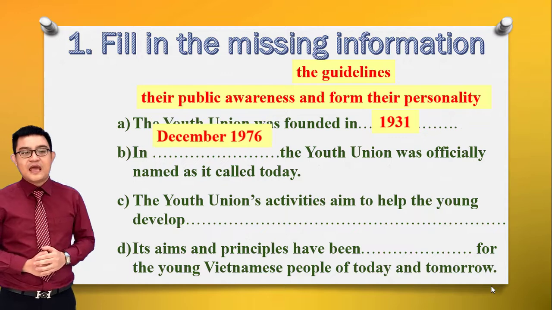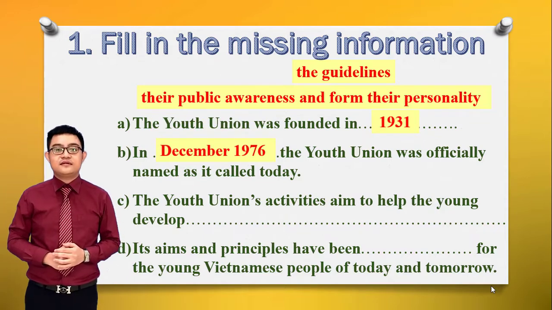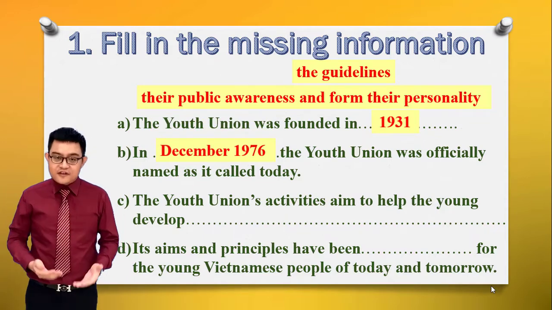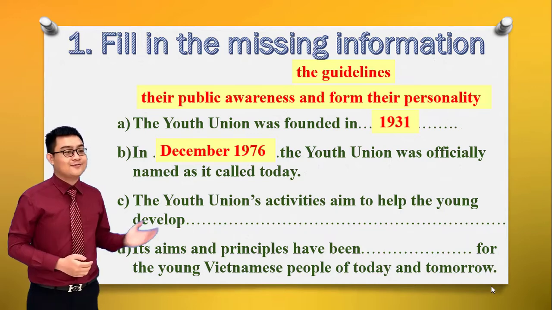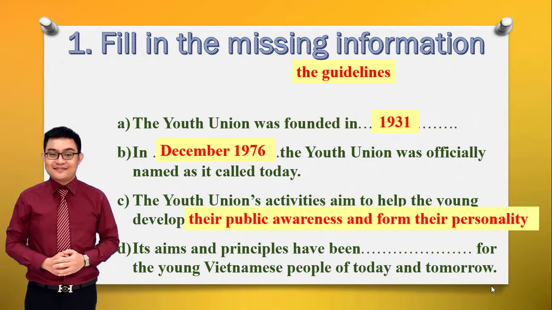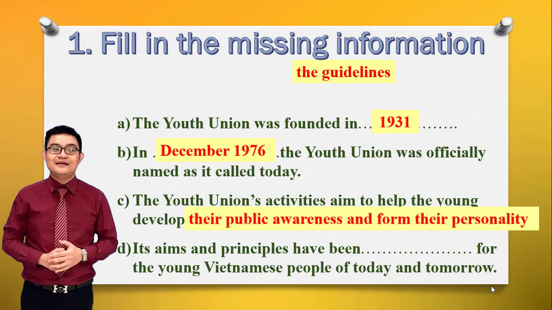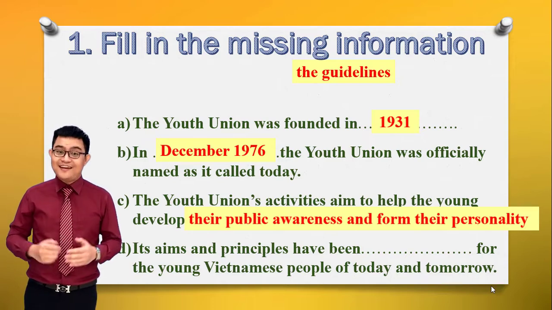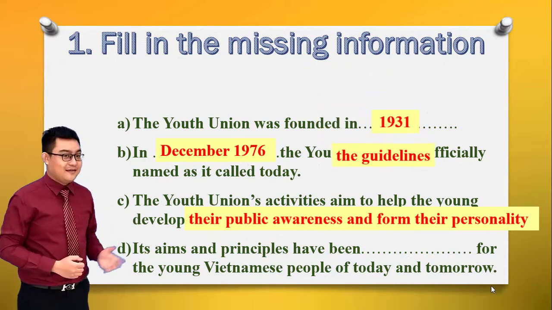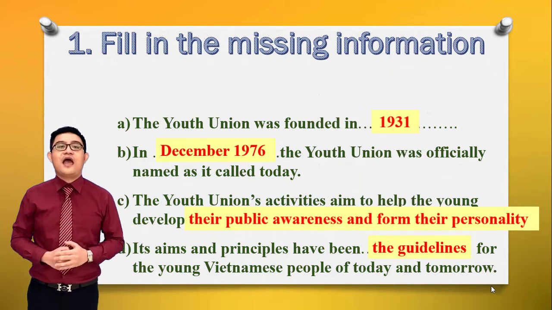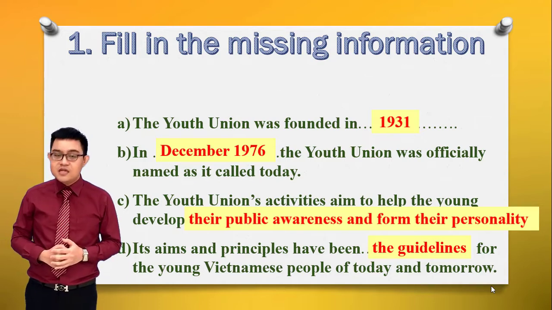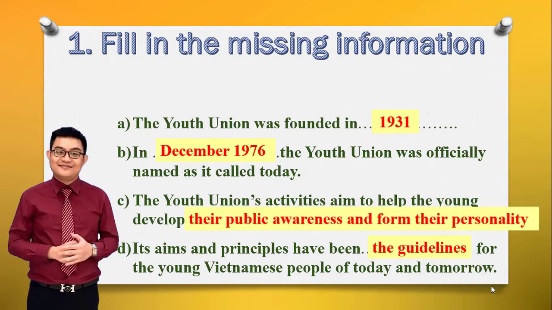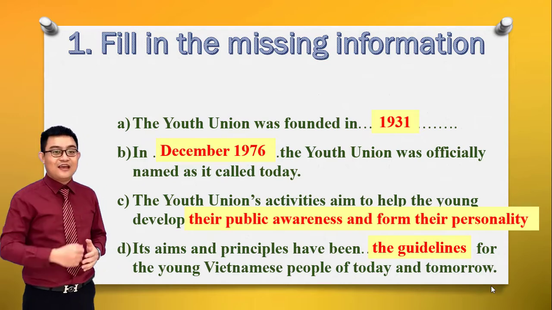Next sentence. In December 1976, the Youth Union was officially named at its hall today. Next one. The Youth Union's activities aim to help the young develop their public awareness and form their personality. And the last one. Its aim and principles have been to guide minds for the young Vietnamese people of today and tomorrow. Now let's check your answers.